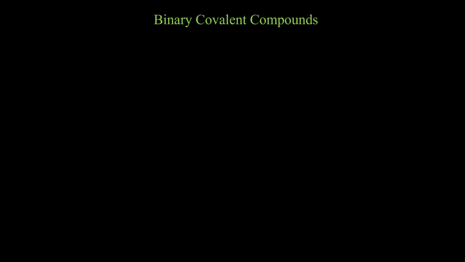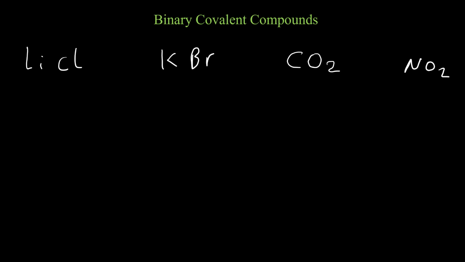In this video, I'm going to talk about binary covalent compounds. A binary compound in general is composed of two different elements, but in this video, I'm going to talk about binary covalent compounds. Covalent compounds are composed of non-metal elements. So in this case, and in this case, we have a metal here. So these two compounds are not covalent compounds.